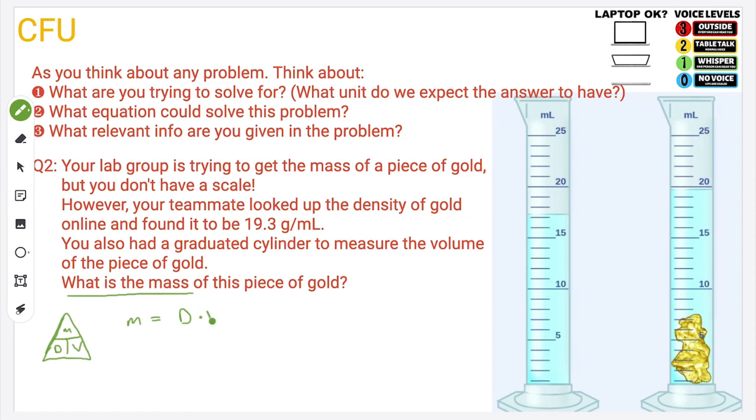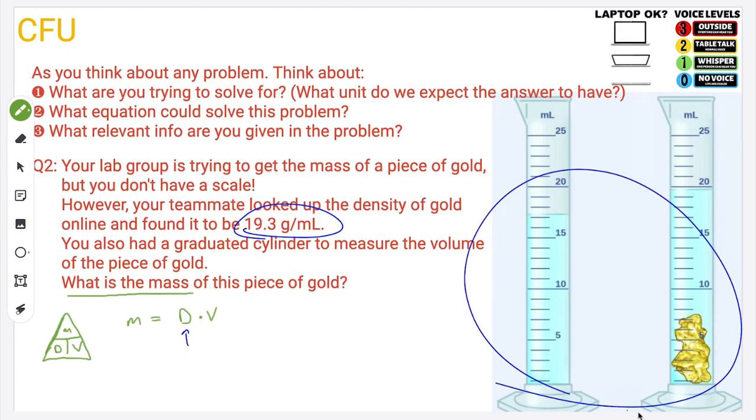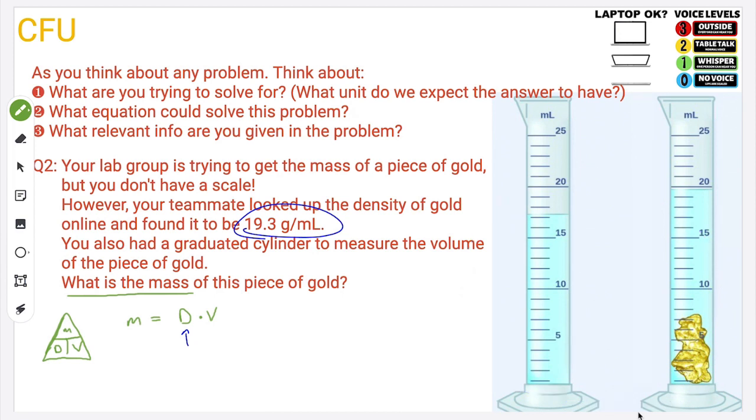Do I have density and volume? Let's see, let me look. Do I have density and volume? Yes, I do. I have density. Do I have volume? Oh, that's probably this information right here. You also have a graduated cylinder to measure the volume of this piece of gold. Okay, I guess we gotta figure out the volume of this piece of gold.